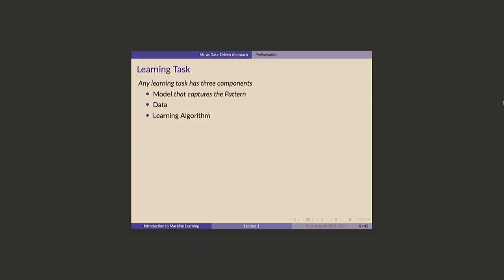And then the last thing is the learning algorithm. And what is the learning algorithm? The learning algorithm is the one which looks at the data, and then it goes back to the function that you considered, and it somehow modifies the function in a way that this function is perfectly matching the pattern you see.